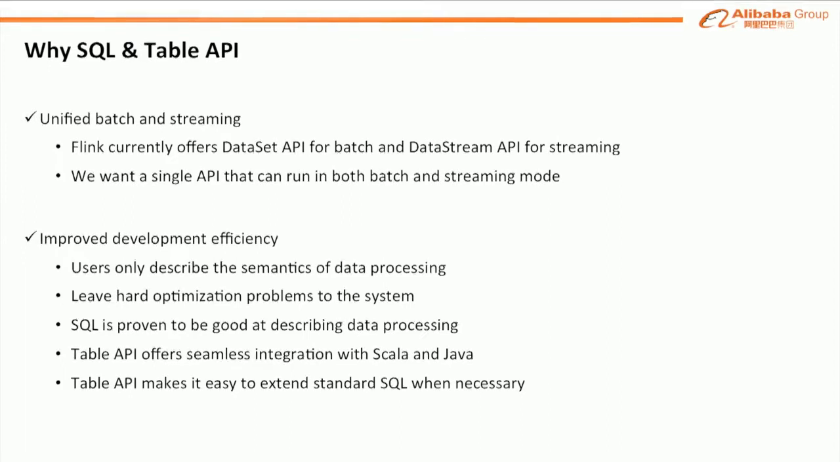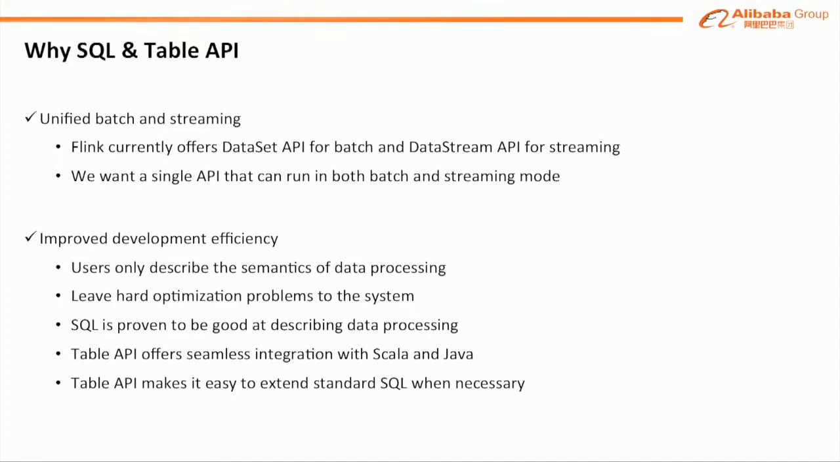So in the case of batch processing, using SQL to express the data processing logic is pretty straightforward, and that is done in a lot of places. But in the case of streaming, we don't even have a table. How does SQL make sense?